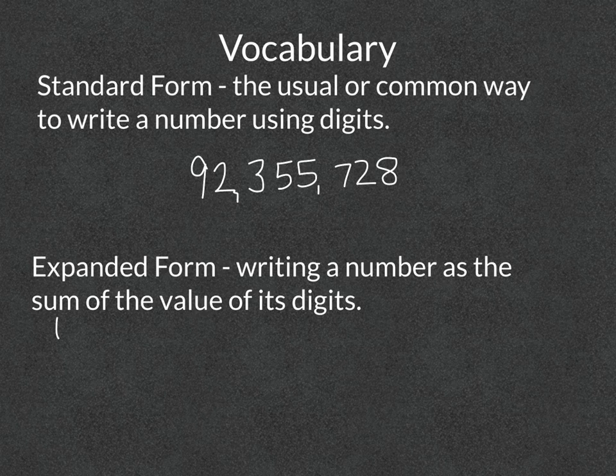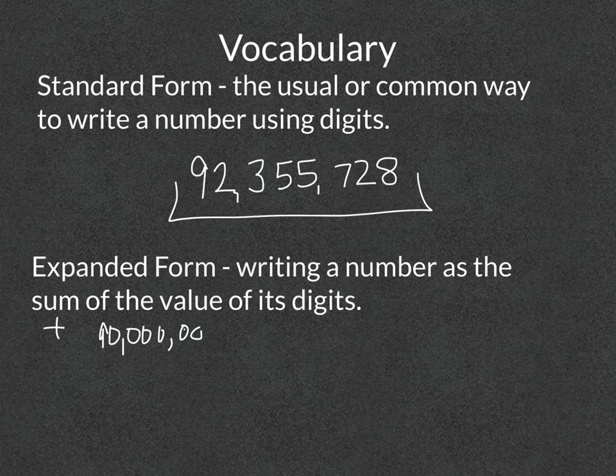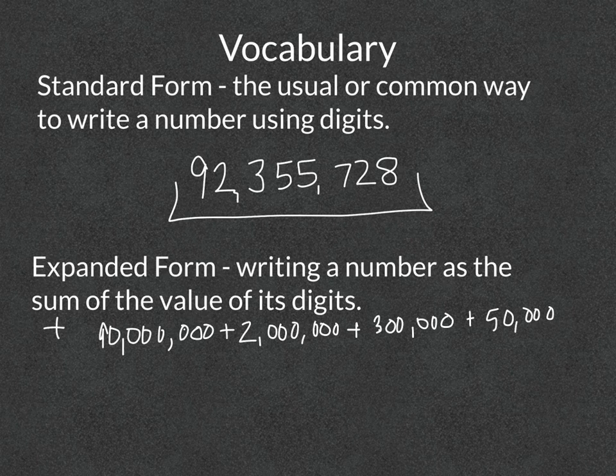Now, sum means adding. So for example, if I were going to take my standard number here, this is going to be a long one to write. So we are going to add them all together, kind of what we did on the last page. So here we go. 90 million plus 2 million, lots of zeros here at the beginning, plus 300,000 plus 50,000 plus 5,000.